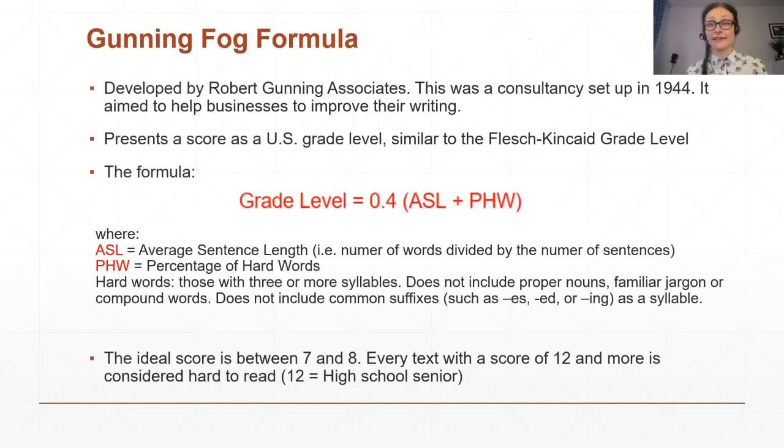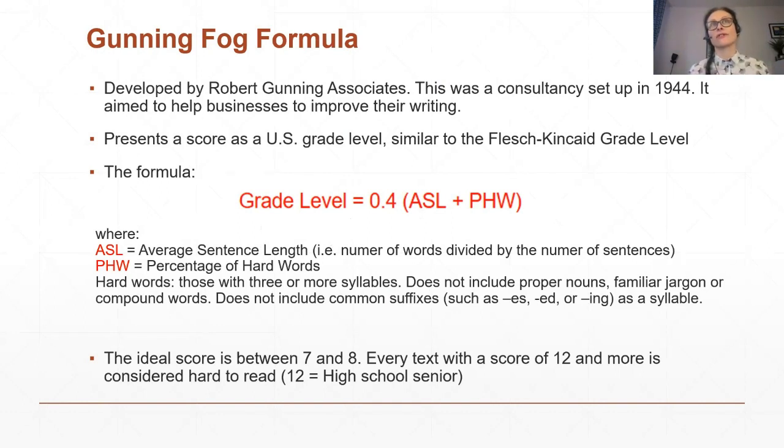The next is the Fog index, developed by Robert Gunning. So it also presents a score as the US grade level, but it's a bit easier.